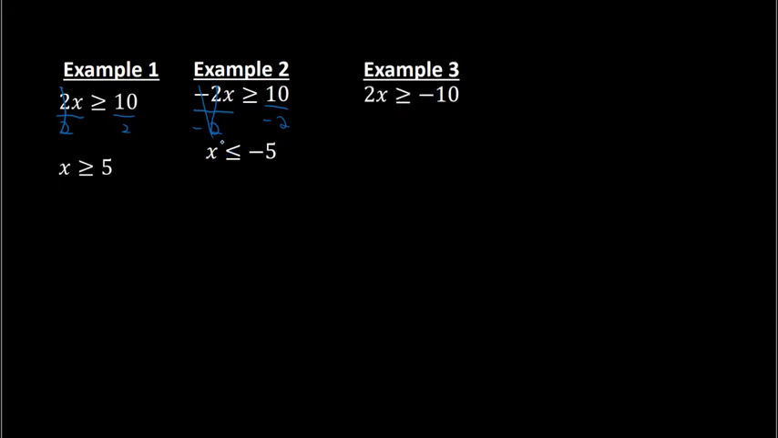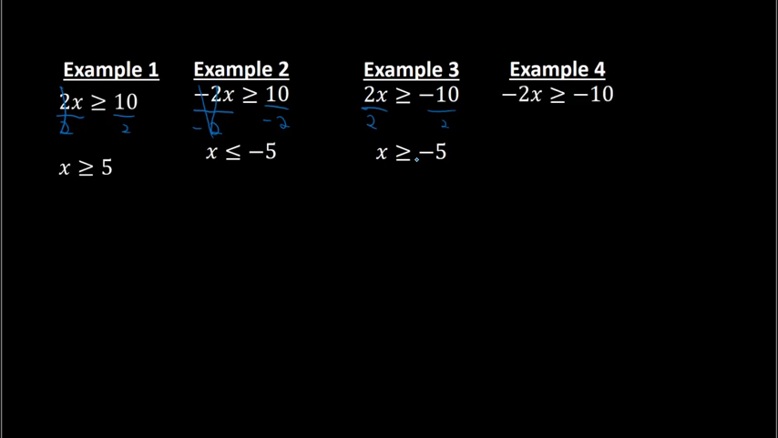Example 3, we have 2x is greater than or equal to negative 10. So here we need to divide both sides by 2. And we have x on the left, negative 5 on the right. But here we're not dividing by a negative number. We're dividing by a positive 2. So no need to switch the inequality. It's going to remain a greater than sign. So my answer is x is greater than or equal to negative 5.